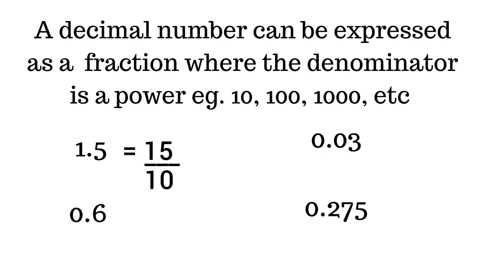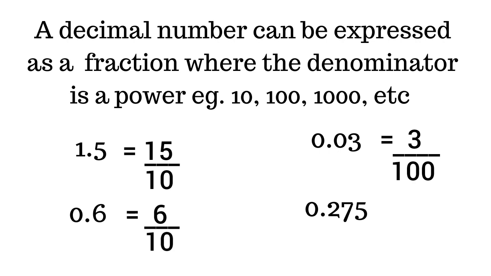0.03. 0.03 has two decimal places. So to express it as a fraction, we take off the decimal point and we have 3. Remember that in math, we do not write zeros in front of a number. So we take off the zeros and we have 3 over 100 because 0.03 has two decimal places.